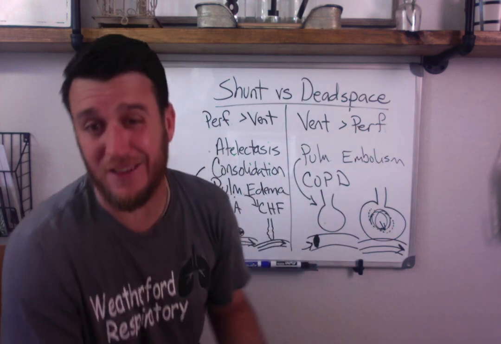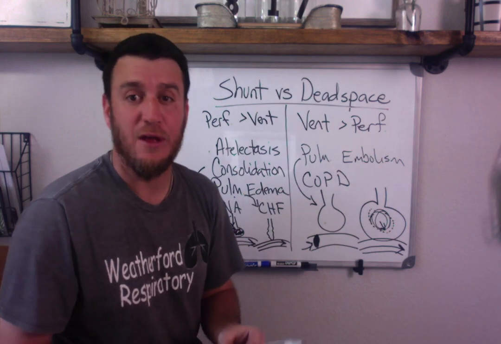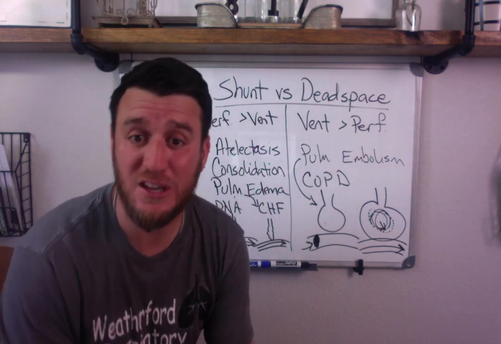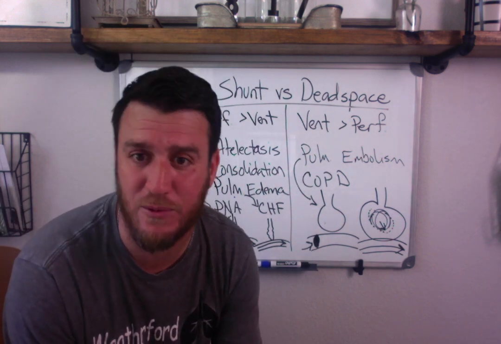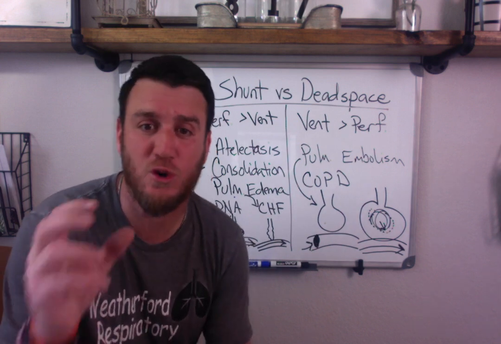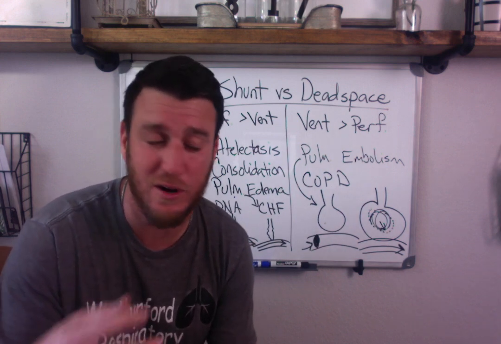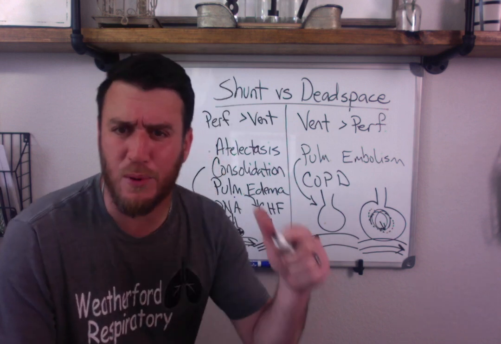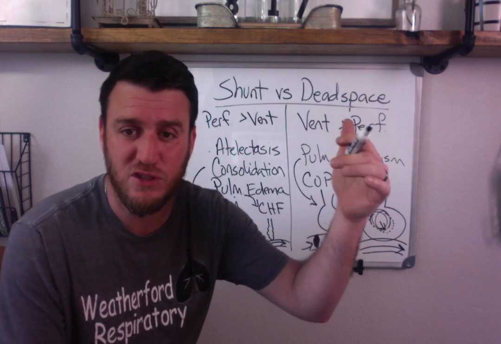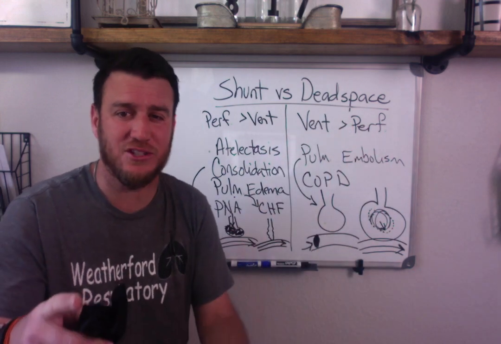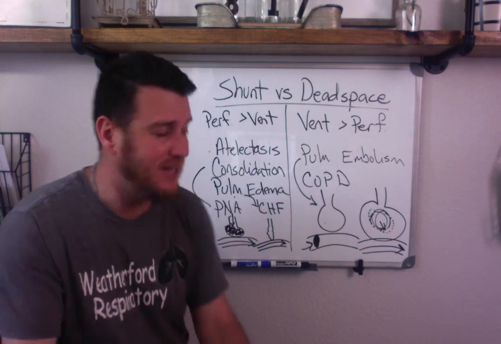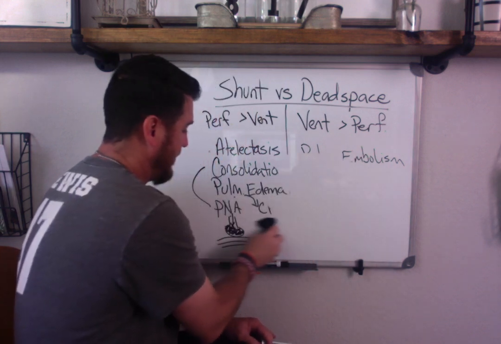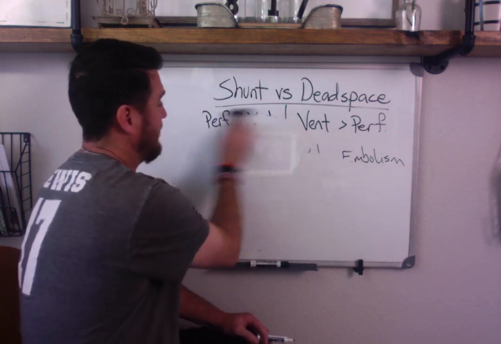Okay, now I'm going to erase all this because I'm going to bring this back to VQ ratio discussion, because that is the area I sucked at when I was a student. I don't know if I ever got a question right related to VQ ratio. And my purpose here today is to tell you how to answer these questions correctly and open your mind to something. I'm going to show you something that you're going to go, that makes perfect sense. So, if you understand shunt versus dead space, then you're on a good path to understanding VQ ratio.